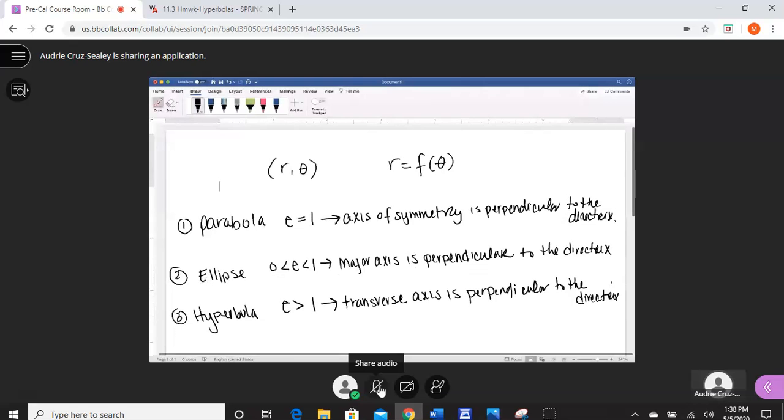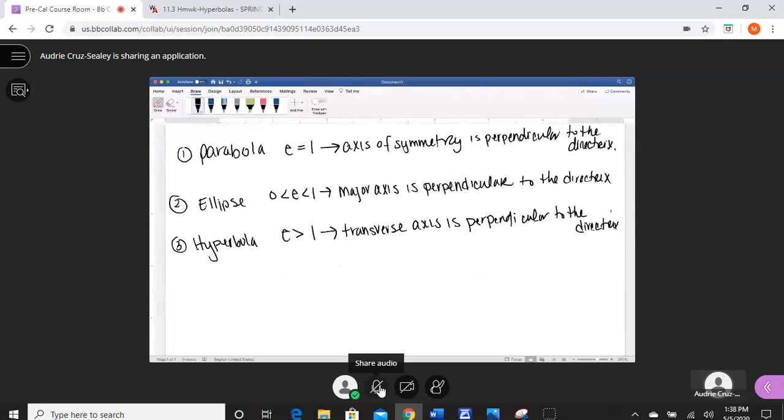If you read the bottom, it says d represents the distance from the pole to the directrix. And there is always a focus at the pole. Is that okay? So the sentence under that is: d represents the distance from the pole to the directrix, and there's always a focus at the pole.